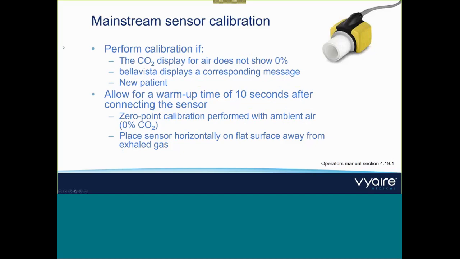Perform calibration when you have a new patient or a new adapter, when the CO2 display is not showing 0% or 0 millimeters of mercury when you're just holding the CO2 sensor in the air, and when Bellavista is suggesting to calibrate the sensor. These are the three reasons to use a calibration. You can go into the calibration assist on the second page of the main menu. Calibration of the CO2 sensor takes a few seconds, maybe 4 to 5 seconds.